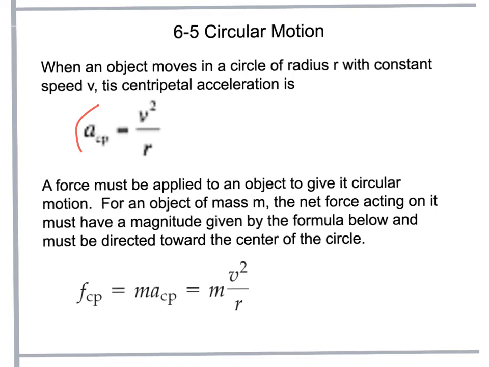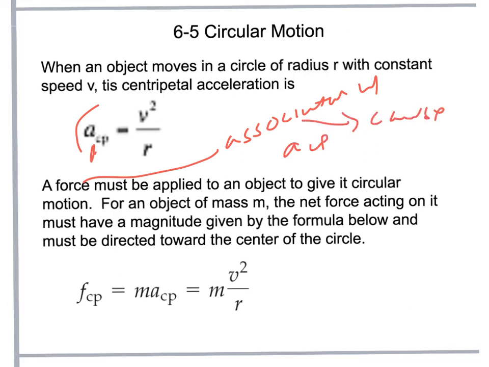And the force, a force associated with the centripetal acceleration, this is the cause. So it's the force that's causing, that's the word causing, the a sub cp. So there's a force that's causing that acceleration. And that force is being applied to the object in order to give it the circular motion and consequently the centripetal acceleration. So for an object of mass m, the net force acting on it must have a magnitude given by this formula down here, and it must always be directed towards the center.